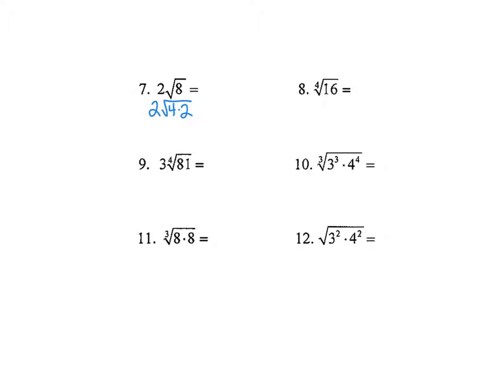What can I take out? What's a perfect square? 4. 4 comes out as a what? Okay. See how there was already that 2 there from initially? They now get multiplied. Not added or subtracted or divided. It's a multiplication.